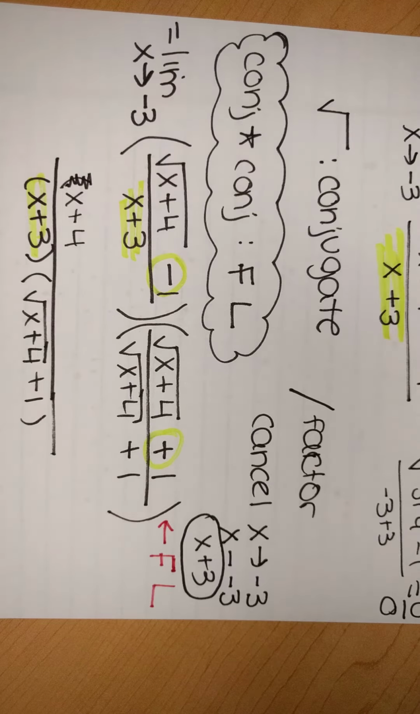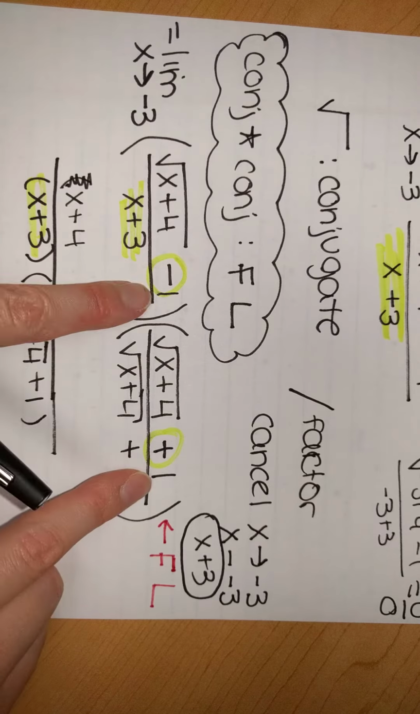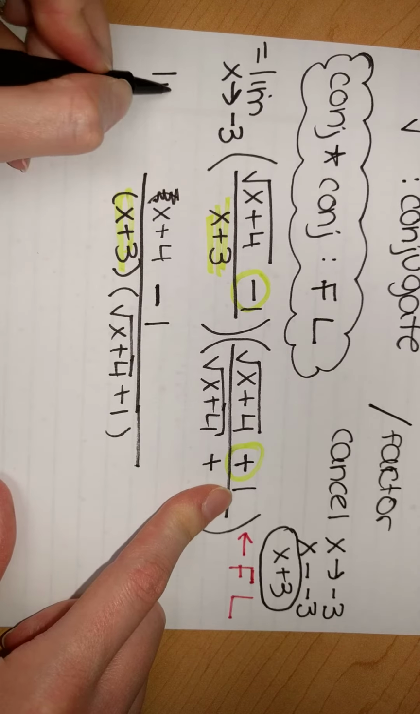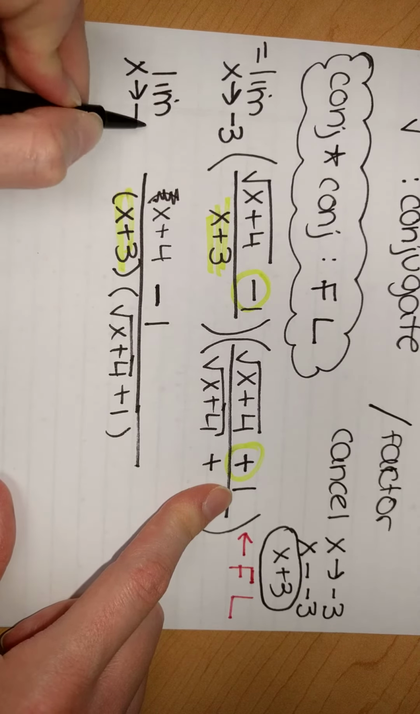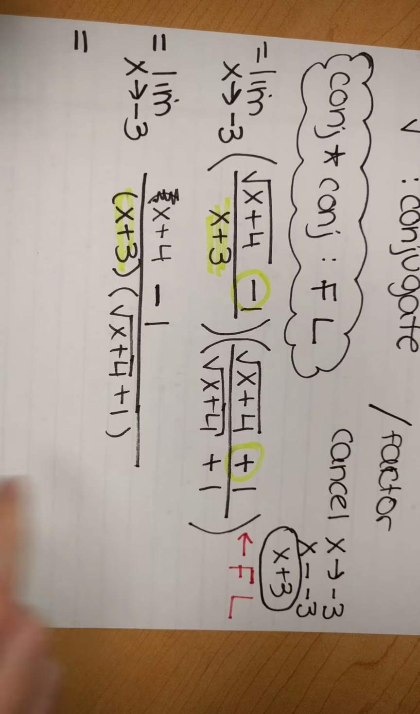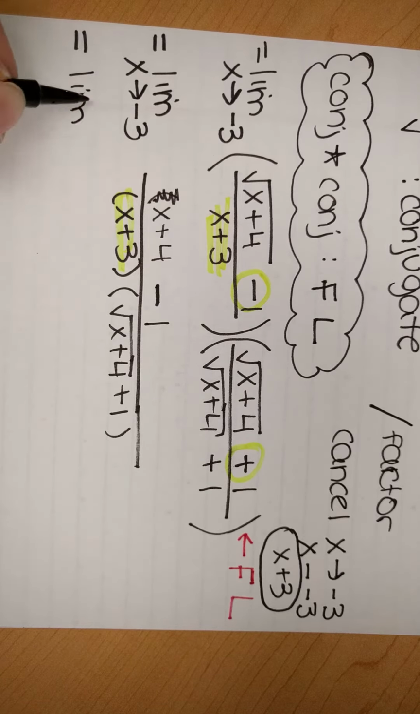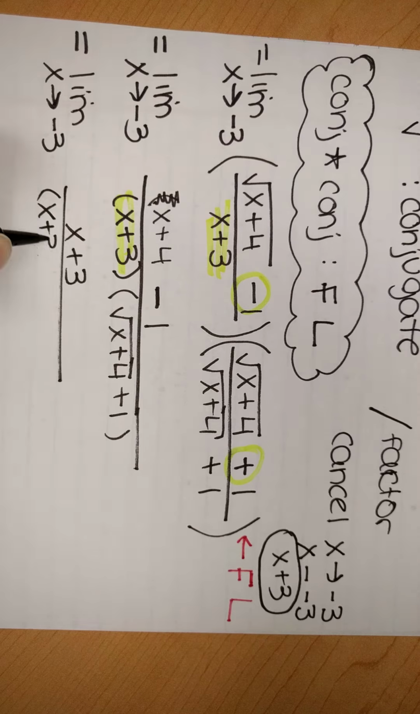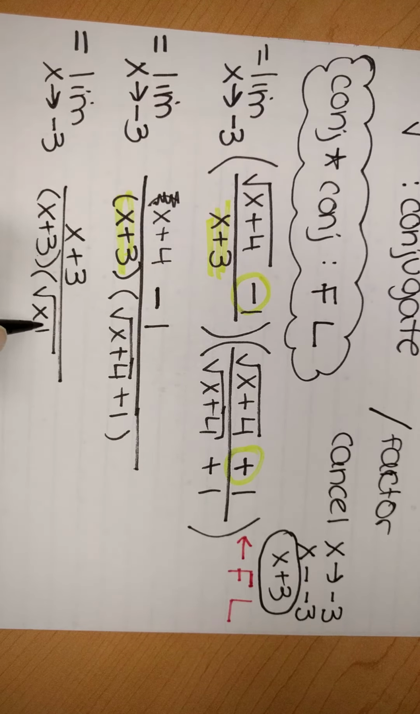The last two multiplied together, we will have a negative times a positive, so that gives us a negative 1. And we still have the x's in this expression, so we still have the limit as x goes to negative 3. All right, so then we try to simplify the numerator, and when we simplify, we have 4 plus 1, so that gives us positive 3 over x plus 3 times square root of x plus 4 plus 1.